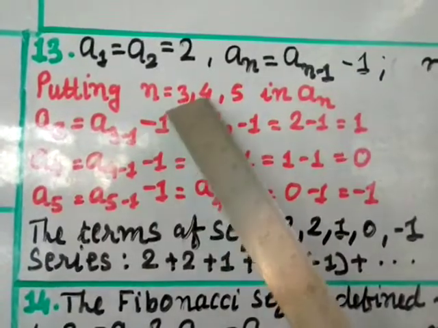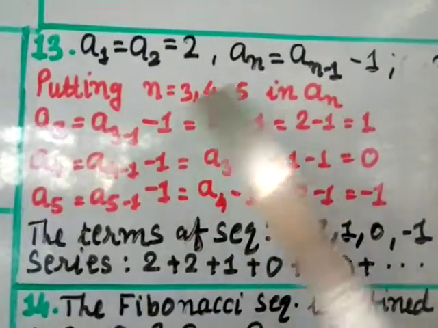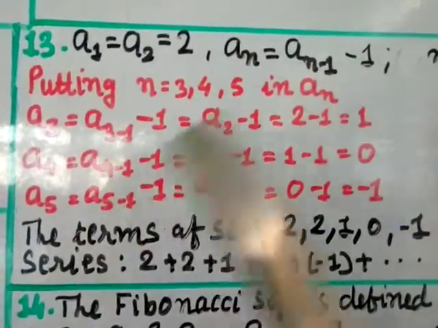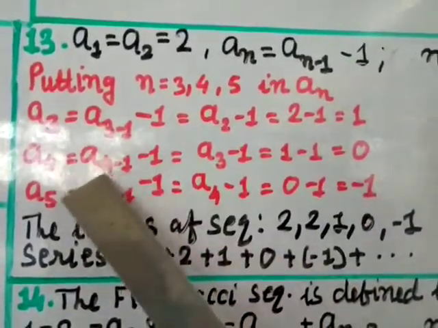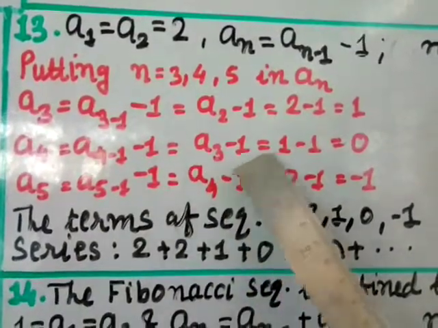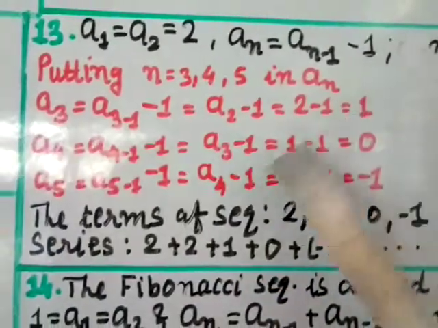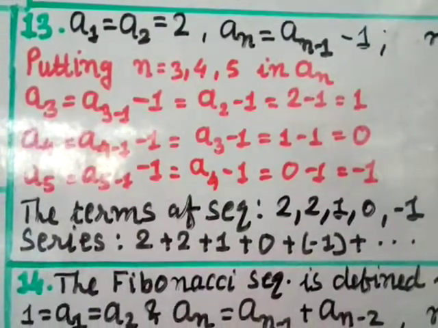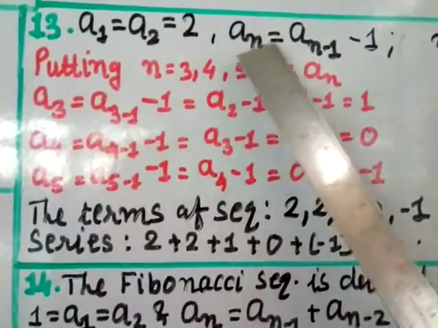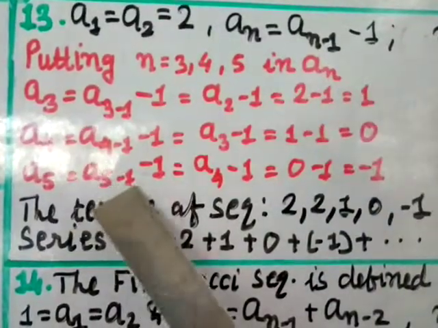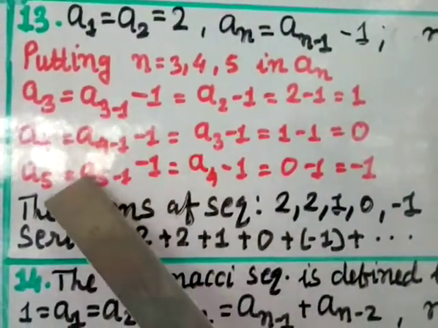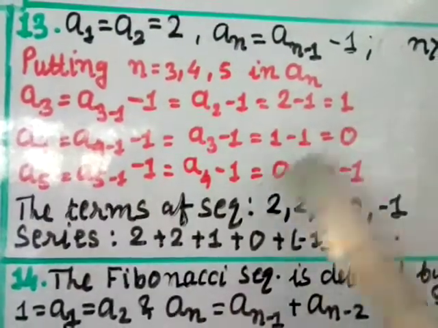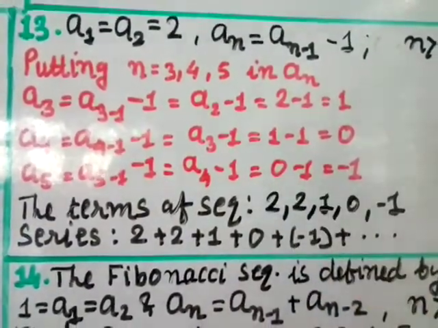Now put n equal to 4. So a4 equal to a(4 minus 1) minus this one as it is, equal to a3 minus 1, equal to a3 value from here it is 1. So 1 minus 1 equal to 0. Now put n equal to 5. So a5 here equal to a(5 minus 1) minus this one as it is, equal to a4 minus 1, equal to a4 value from here is 0 minus 1, which gives you minus 1.